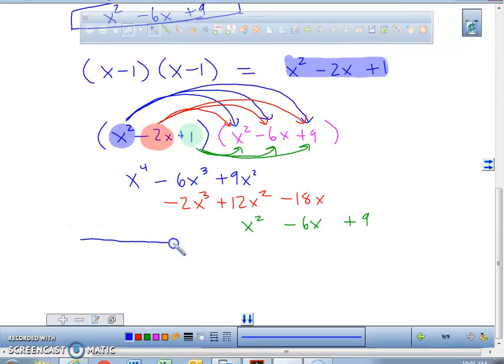Notice, I know my handwriting's not perfect, but it is organized. Make sure you have all your columns correctly organized. You have your x to the power of 4, you have x cubes and x squared, and then x to the first, and finally your constants at the end. So how many x to the 4th power do we have?